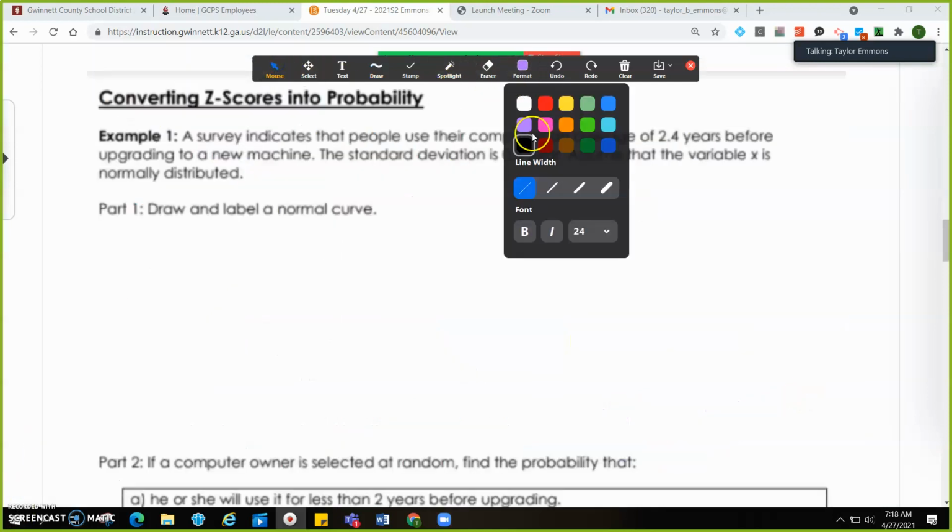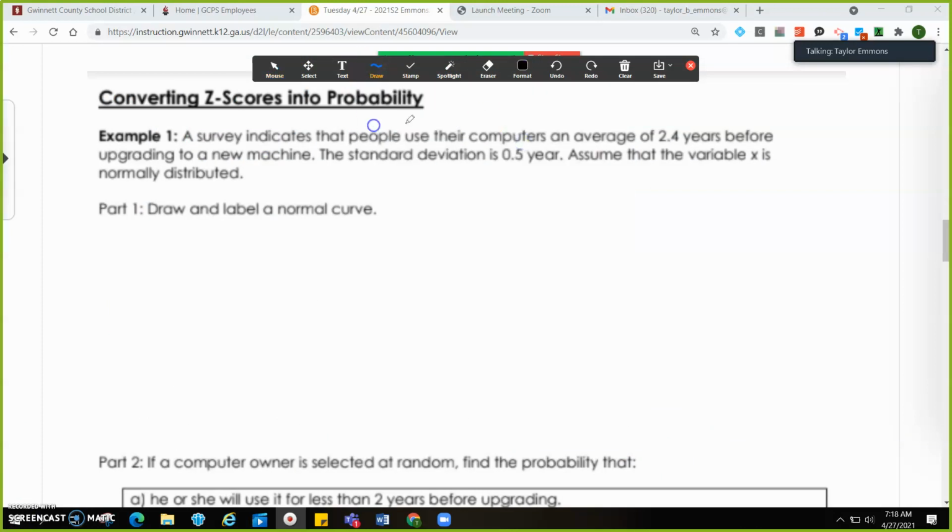Alright, so a survey indicates that people use their computer on average 2.4 years before upgrading to a new machine. The standard deviation is 0.5 year, and assume that the variable x is normally distributed. So draw and label a curve. Okay, so first thing what we're going to do, draw this awesome curve.